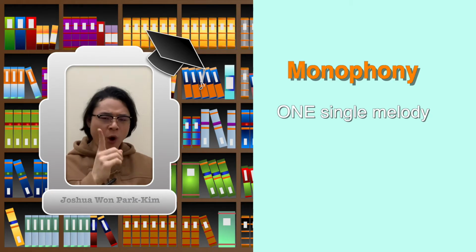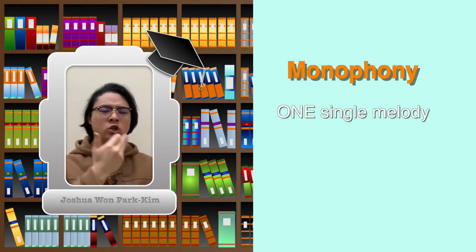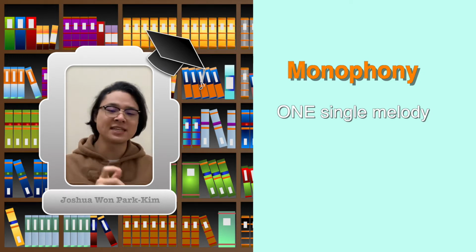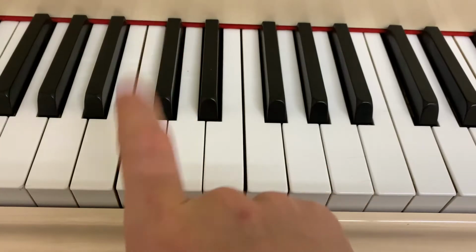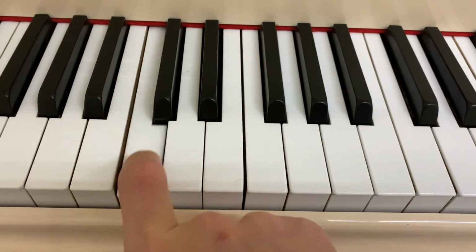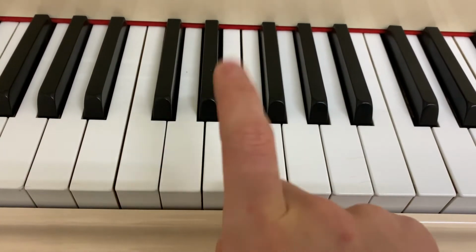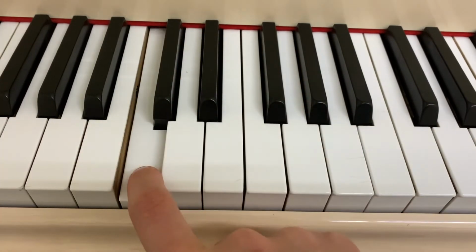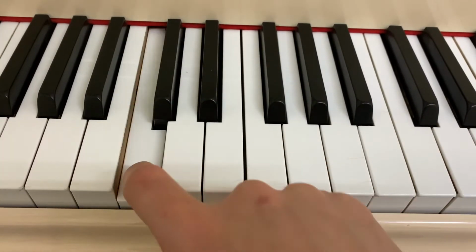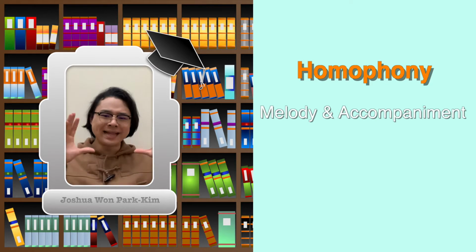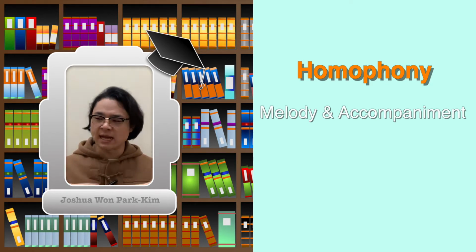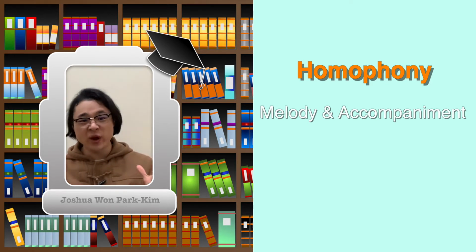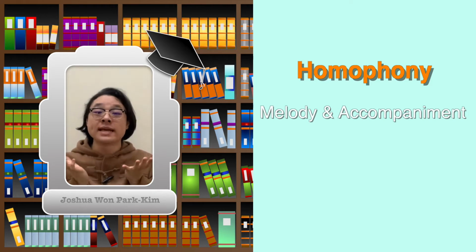Now let's bring up these babies. Monophony is one melody played by one or more instruments. Basically, it's a unison. But a homophony is when there's a melody and accompaniment. Therefore, there is some sort of harmonic situation happening that is supporting the melody.